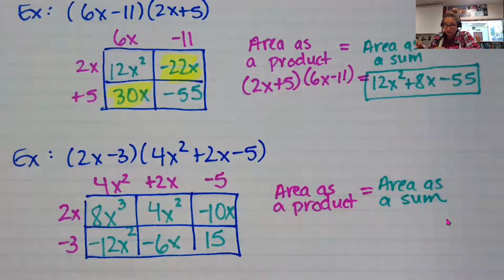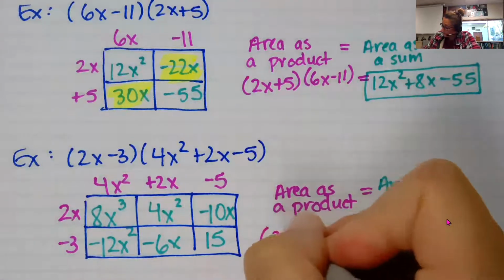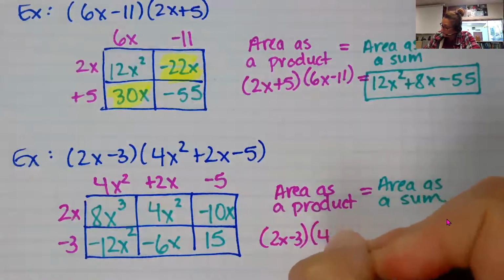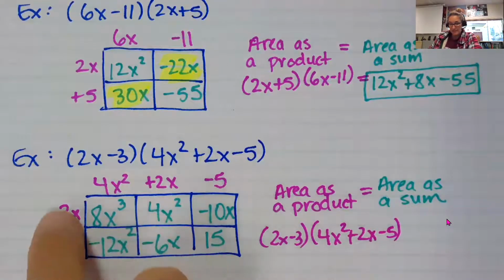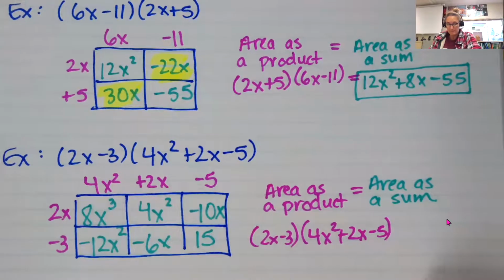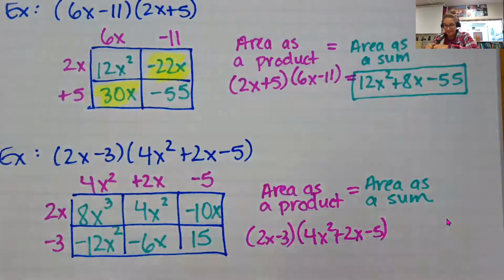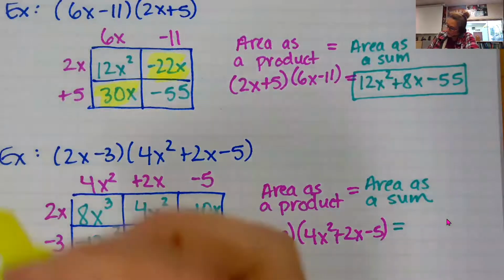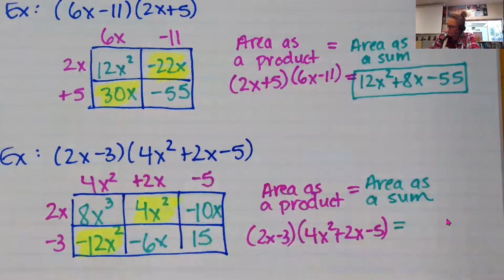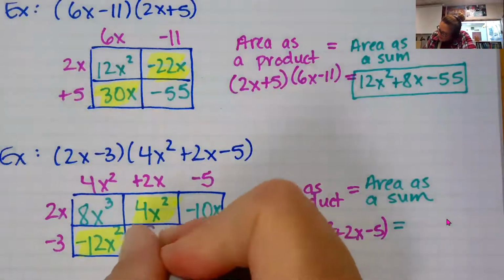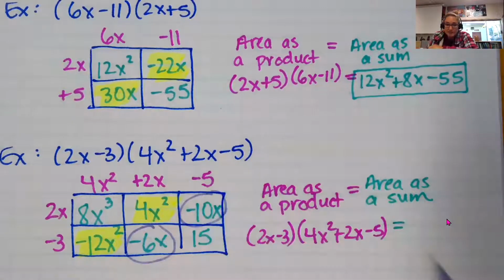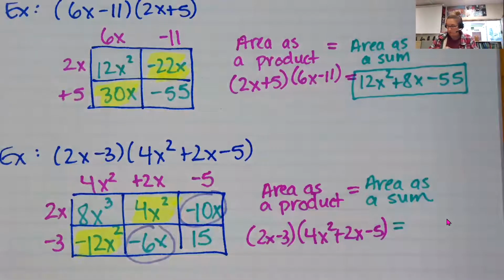So area as a product is my outside. So I'm going to take 2x minus 3 times 4x squared plus 2x minus 5. Okay. So I'm taking this times this. Now my area as a sum is my inside. So this is where I'm going to be combining like terms. So let's see. Here, these are both x squareds. And this and this are both x's. So those are going to combine.